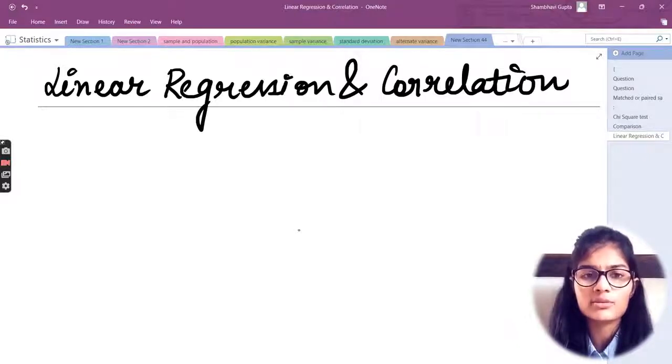So in that case, sometimes professionals want to know how these numerical variables are related to each other. This is what they sometimes want to know. Let me take an example.